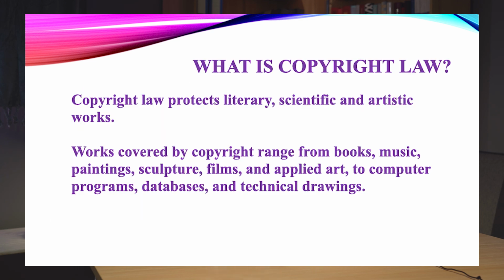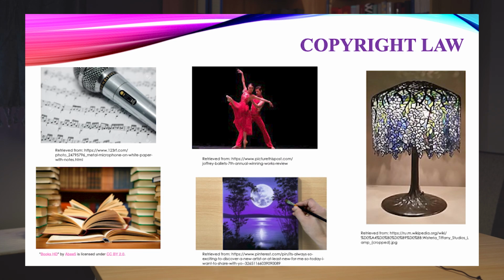But before going into details regarding protection of computer-generated objects, let me say a few words about copyright law generally. Copyright law protects literary, scientific and artistic works. Works covered by copyright range from books, music, paintings, sculpture, films and applied art to computer programs, databases and technical drawings. This slide illustrates some examples of what can be copyrightable. Music compositions with and without lyrics, choreographic works, books, paintings, works of applied art, and of course the list is not exhausted.